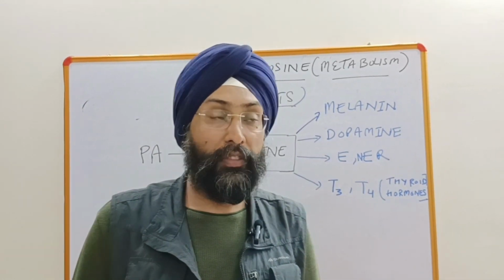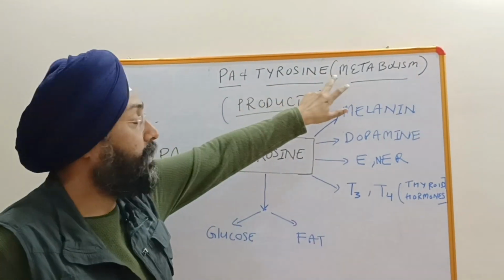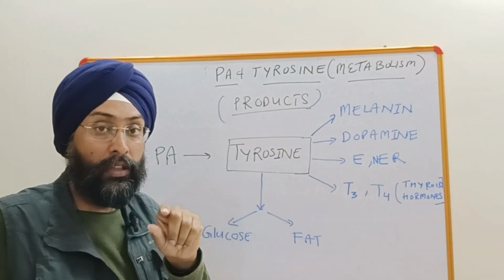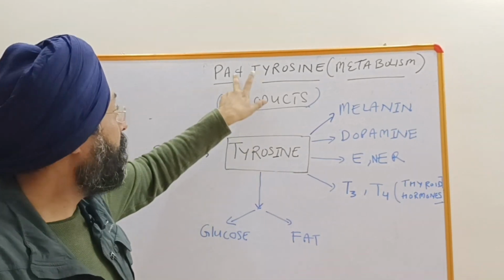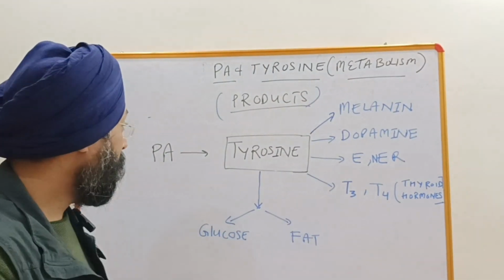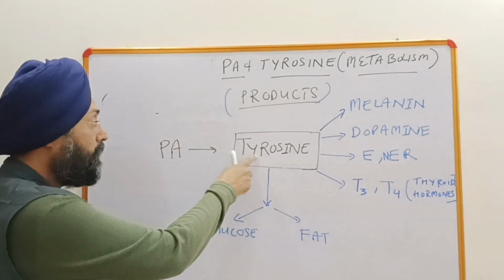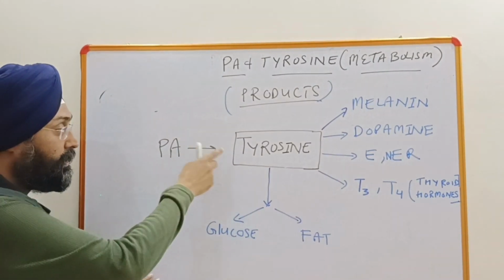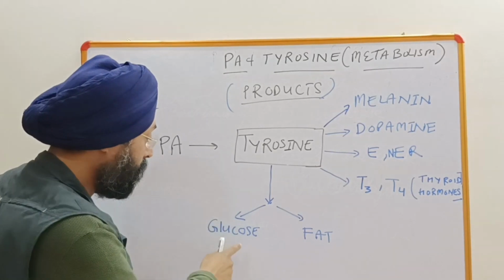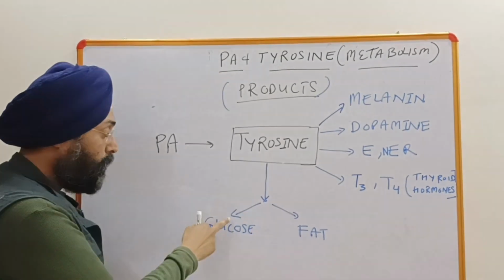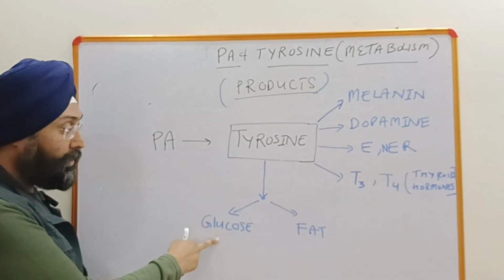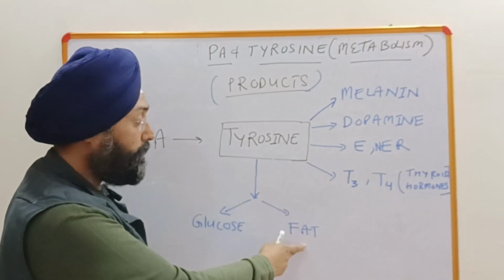This is part 2 video of the phenylalanine and tyrosine metabolism. In this video, we will discuss the products of phenylalanine and tyrosine metabolism. Earlier, in the part 1 video, we discussed the conversion of phenylalanine to tyrosine by phenylalanine hydroxylase, and tyrosine finally broken down into glucose and fat. Glucose was finally synthesized from fumarate and fat was synthesized from acetoacetate.